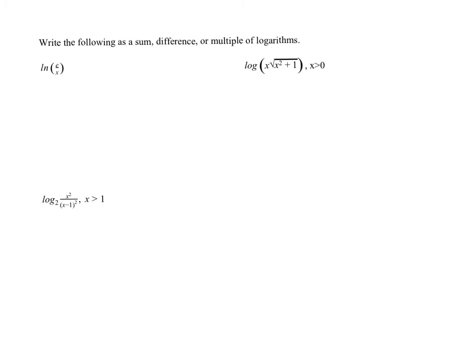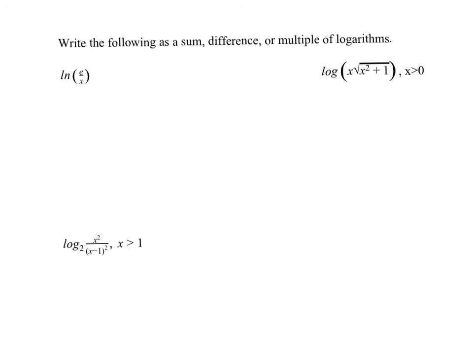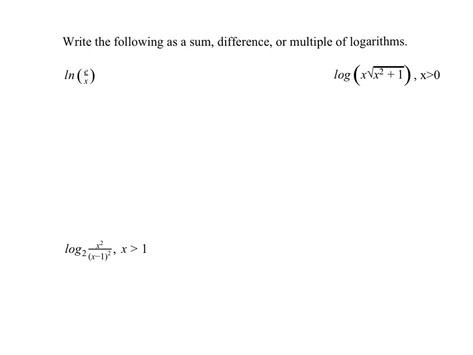So let's look at some examples of how we can use these properties of logs. So the first one says, what is the natural log of e divided by x? And I want to write it as a sum, difference, or multiple of logs. This is sometimes referred to as the breaking apart of a log. So you see here we have two things, e and x. They're divided. So if you remember from the previous page that the log of things divided is the difference of two logs. So I could write this as natural log of e minus natural log of x.